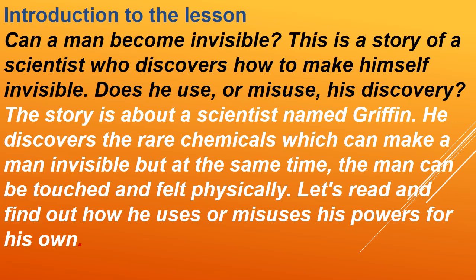Actually, this whole story revolves around one character, and that character is Griffin. Griffin was a brilliant scientist, but he was a lawless person. So, let us begin with key points of this chapter. After that, we shall read the summary of this chapter.